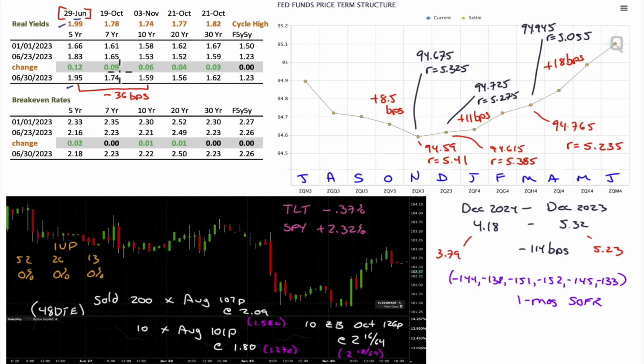Look at where the 7-year is, 174. It looks like it wants to take out the 178, and the 10-year at 159. 15 more basis points, it takes out the cycle high. These were the October-November highs. We just printed a new one, 1.99. The real yield from the 5 to the 10 is now inverted 36 basis points. Basically nothing going on in inflation break-evens here.